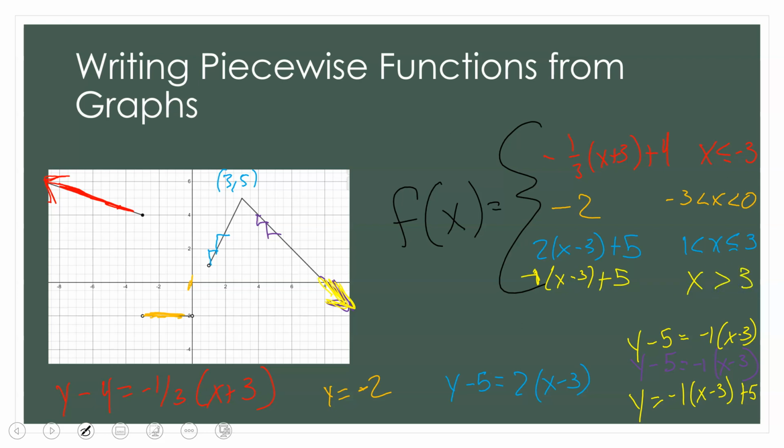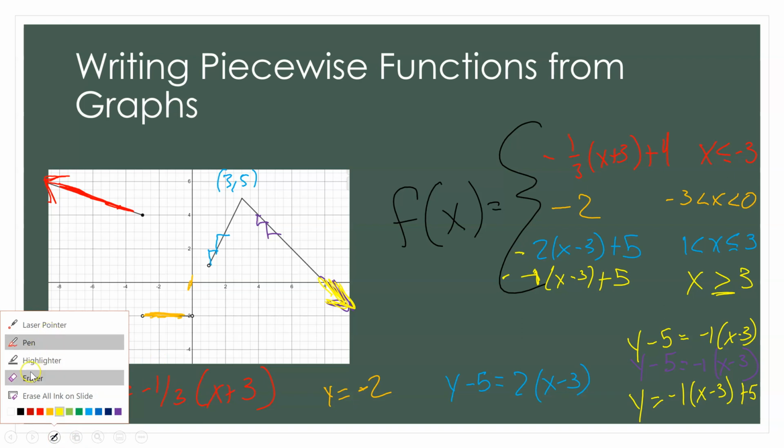Now, technically, I could do greater than 3, or you could say, well, it looks like it's a closed circle, so can't I do greater than or equal to 3? It doesn't really matter, because if you plug a 3 into either this equation or this equation, you'll get the same answer of 5. We sort of constructed it that way, so it doesn't technically matter.